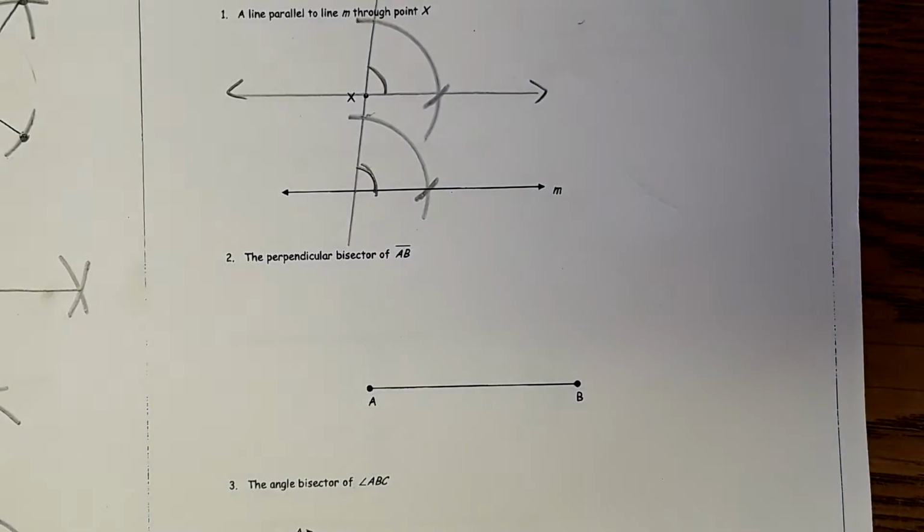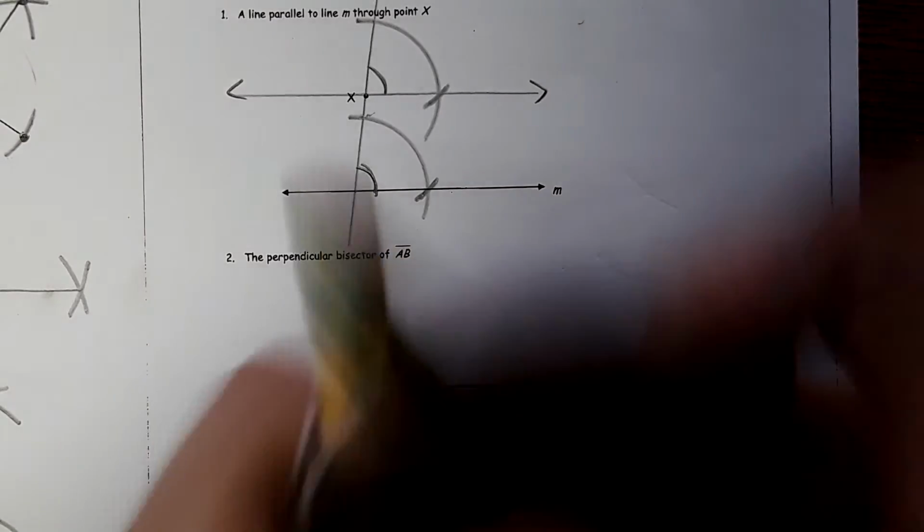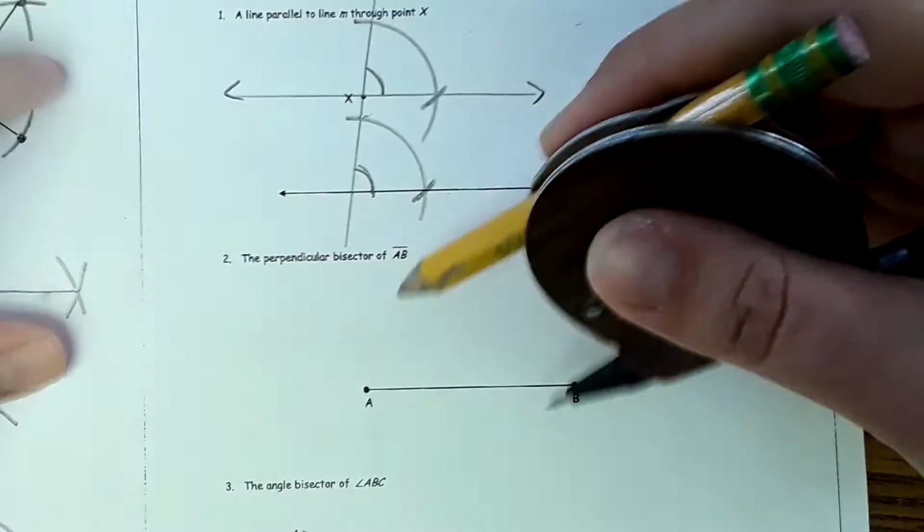Number 2, perpendicular bisector of line AB. Just going to put this on B, make a mark, put it on A, then go below, make the same mark. This one's pretty easy.